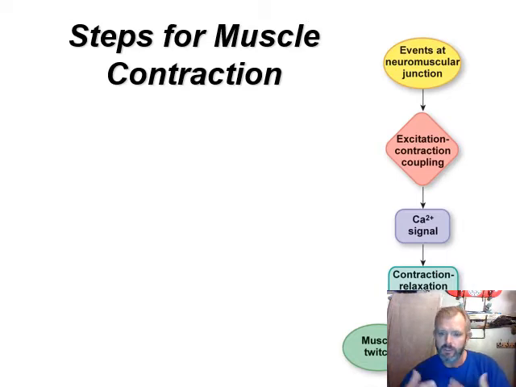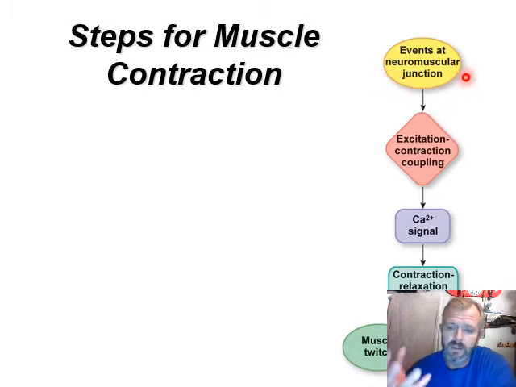So we now have seen the structure of the sarcomere and kind of how contraction is going to take place, but let's look at the steps that will get us to contraction and then relaxation of the muscle. There are three main steps there. First, we have to get the muscle excited. The motor neuron has to talk to the muscle.